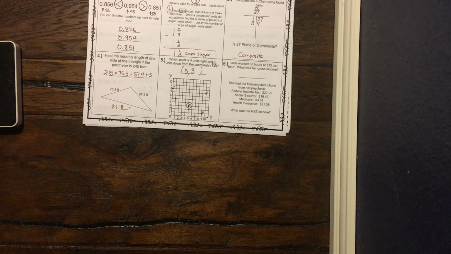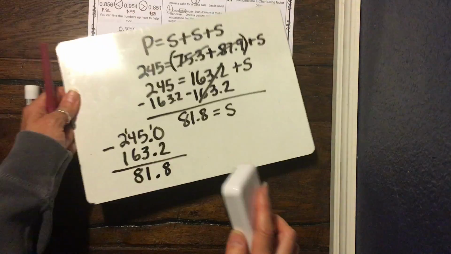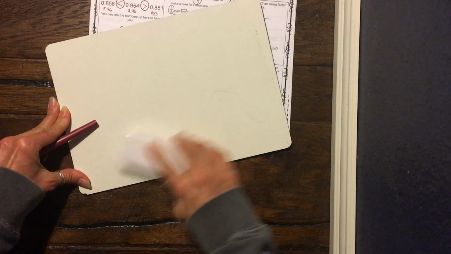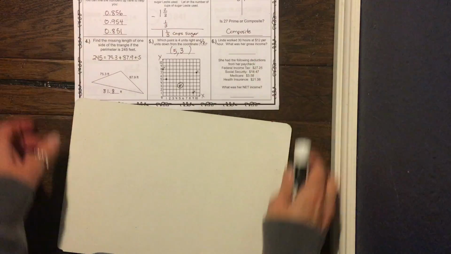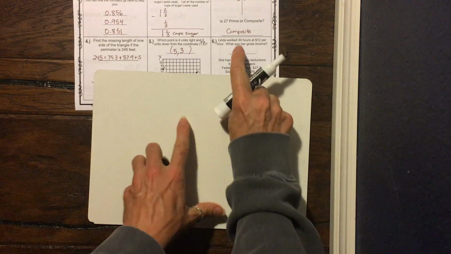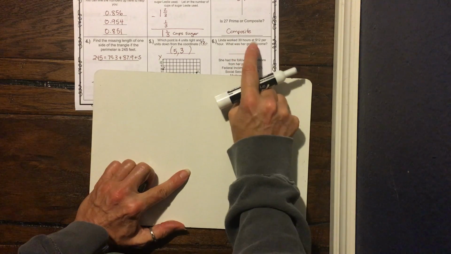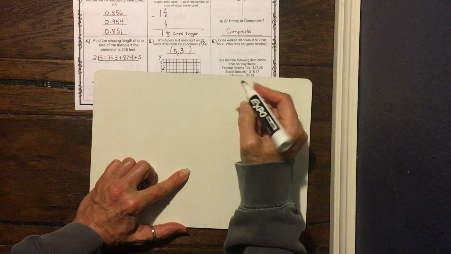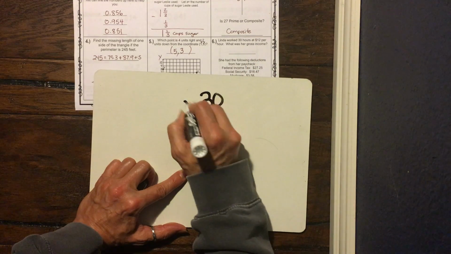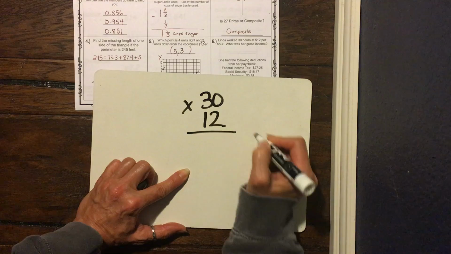All right, Linda worked 30 hours at $12 per hour. What was her gross income? Well, remember, guys, anytime we're finding gross, that's her whole paycheck before taxes are taken out. So we're going to multiply. We've got 30 hours at $12 per hour. So that's 30 times 12. And this is going to give us her gross.